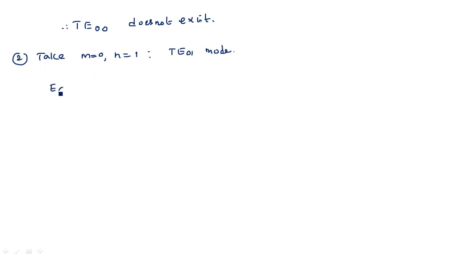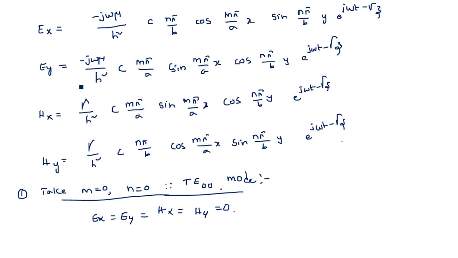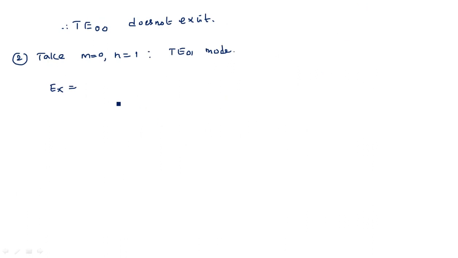What about these four, Ex, Ey, Hx, Hy? Is any non-zero value there? Ex, with m equal to 0, is definitely a non-zero value. See here, m equal to 0 only, cos 0 means 1. The entire value exists. And in the second case, with m equal to 0, this equation is gone, Hx is also gone, but Hy is a non-zero value. So, Ex is not equal to 0, Hx and Ey are equal to 0, and Hy is also not equal to 0.